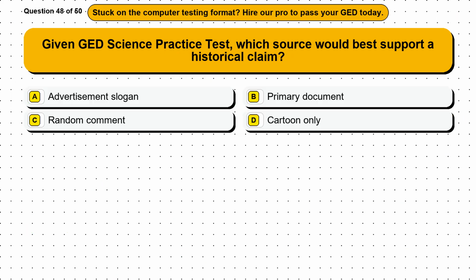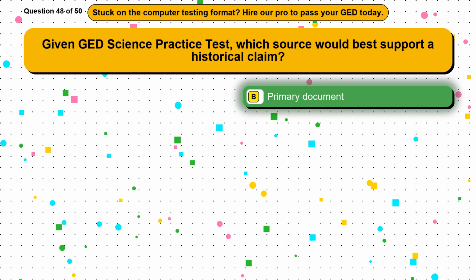Question 48. Given GED Science Practice Test, which source would best support a historical claim? Option A, advertisement slogan. Option B, primary document. Option C, random comment. Option D, cartoon only. The correct answer is option B.